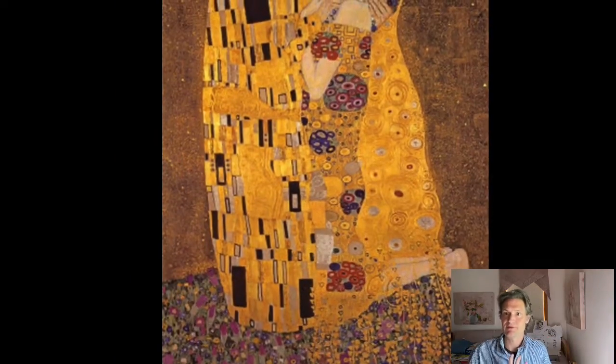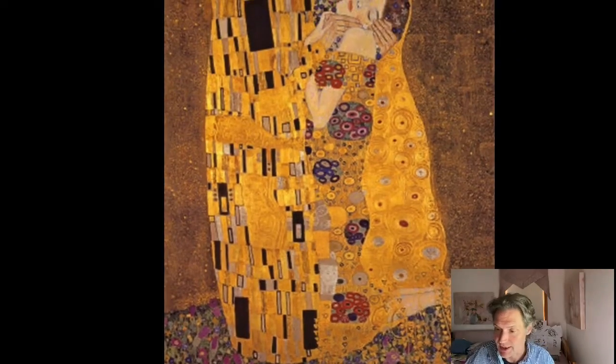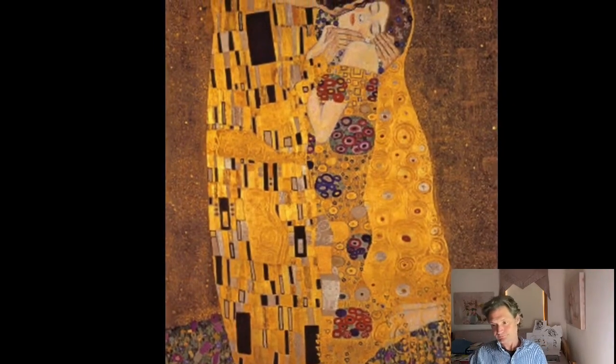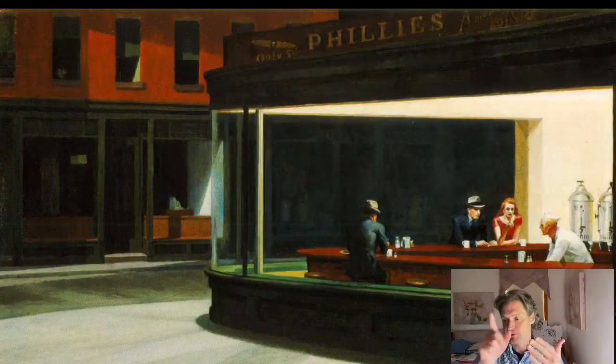Notice how the pitchfork also repeats in the bib of his shirt, and then it's upside down in the window behind them. This has a lot of rhythm, repetition of the thick brush stroke.